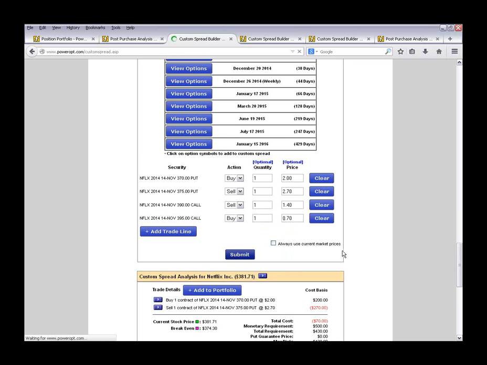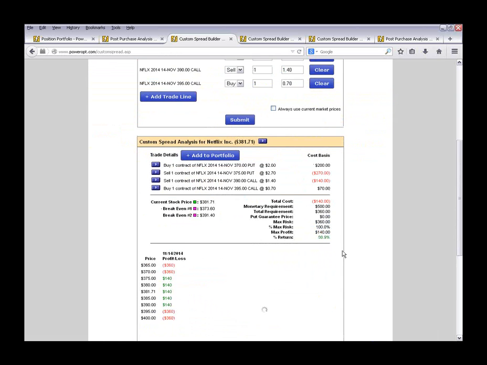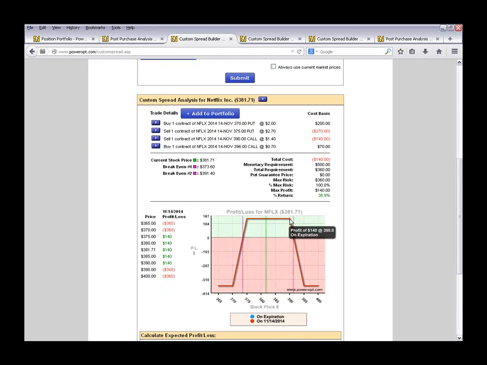All right, let's submit that. All right, so now we've increased our lower break even. We've got more cushion. We've increased our upper break even. And at this time, we've doubled this potential net credit. But we need the stock to stay below 390.140 and above 373.60 to profit on the position.